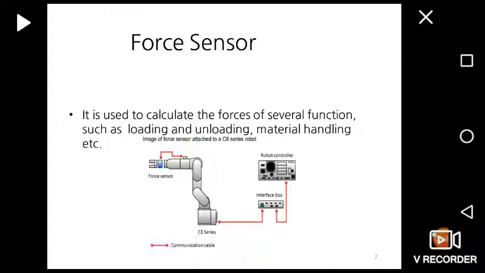Force sensors. It is used to calculate forces in several functions such as loading and unloading, material handling, etc. The figure shows the force sensor used in robotics.